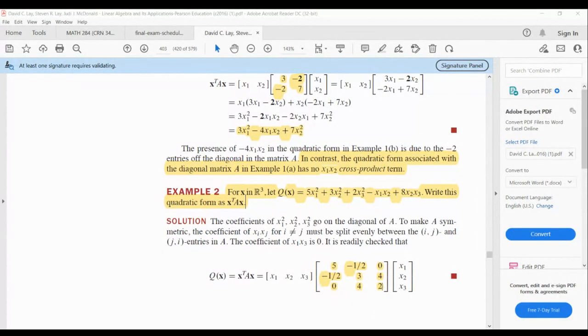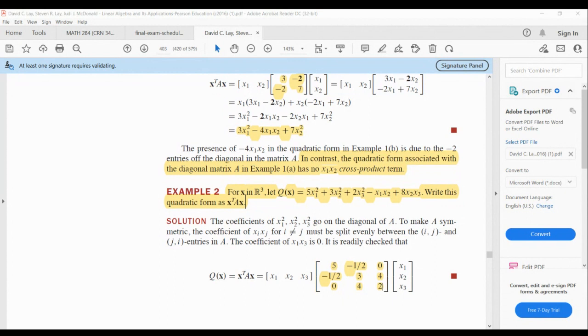And notice along the diagonal, you have a 5, 3, and a 2. Those are the coefficients above in example 2 of x1 squared, x2 squared, and x3 squared. So the non-cross product terms in the quadratic form, the coefficients are going to be the diagonal of that matrix A.